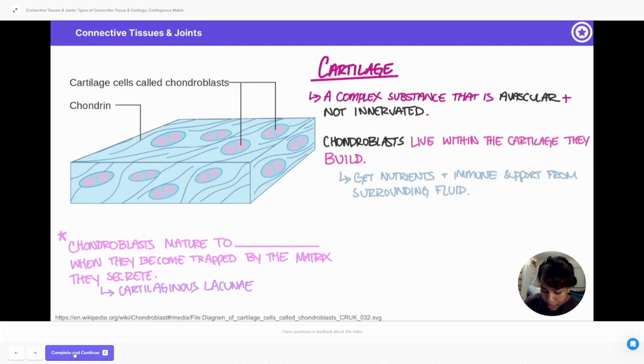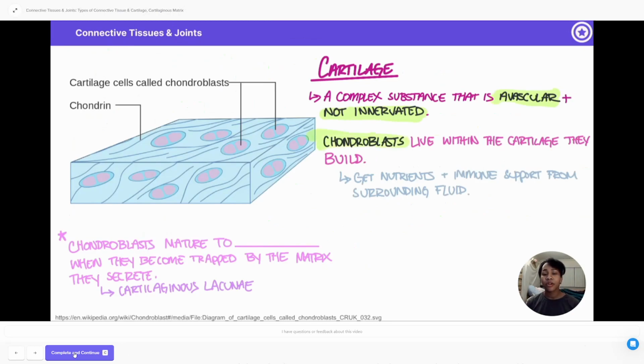So it's going to be a substance that's avascular, meaning that it doesn't have any blood vessels in it at all whatsoever. And by extension, it's not going to be innervated either. So nerves aren't running through pieces of cartilage that you have. And that's actually kind of crazy because cells make cartilage. Although cartilage is a structure and it doesn't have blood vessels or innervation, cartilage is made by cells called chondroblasts.